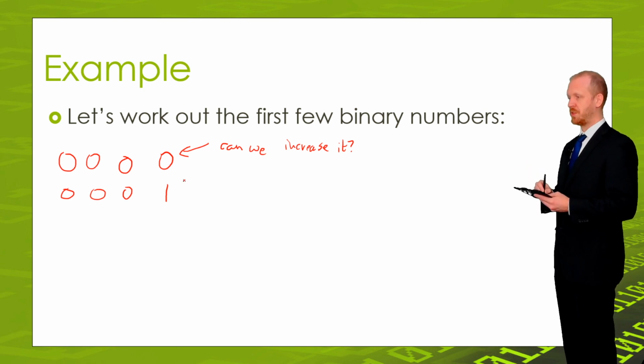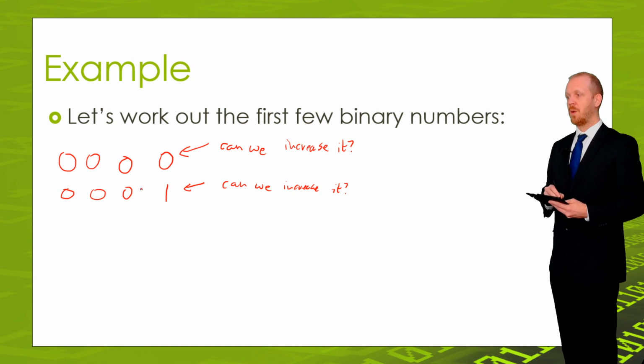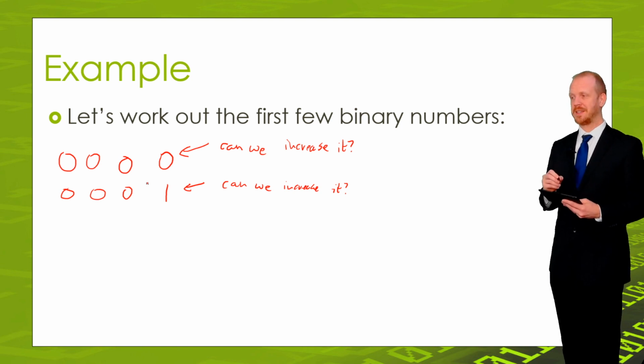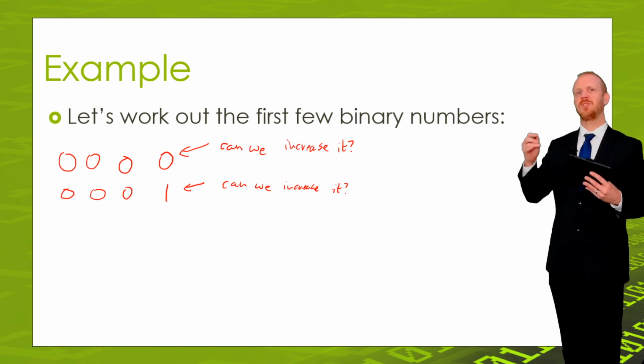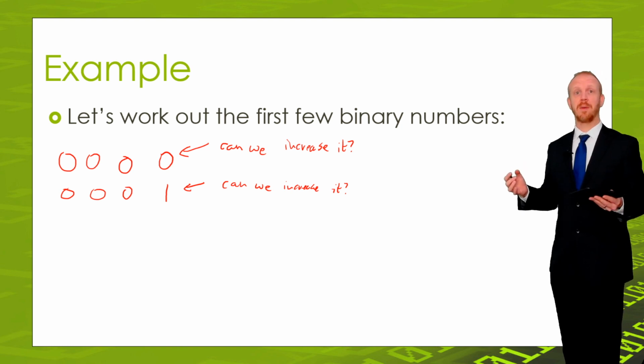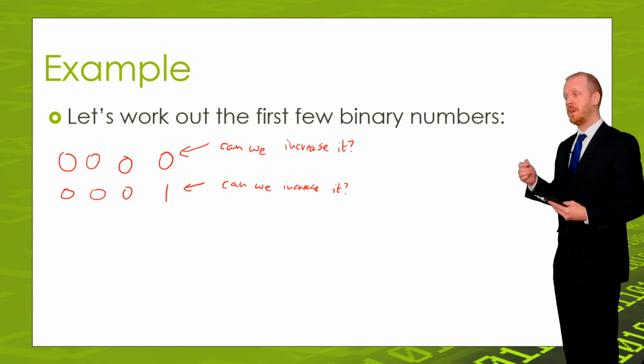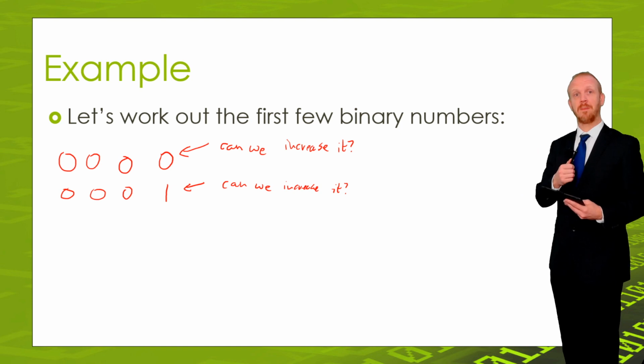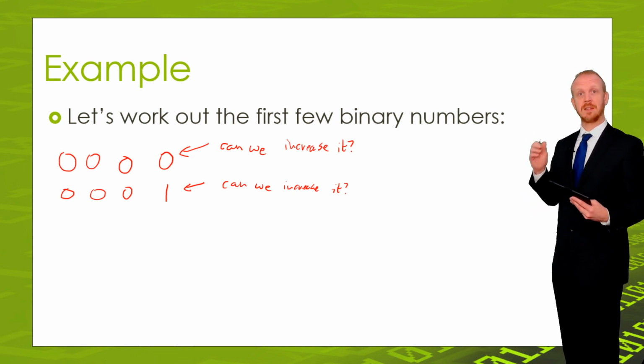Same question. We look at the rightmost column and ask, can we increase it? Well, we can't in this case. If we increased 1, it would become 2, and there is no 2 in binary. There's only 0 and 1. So we've reached the maximum number for that column. It's as if we reached 9 in denary. There is no number above it in a single digit.